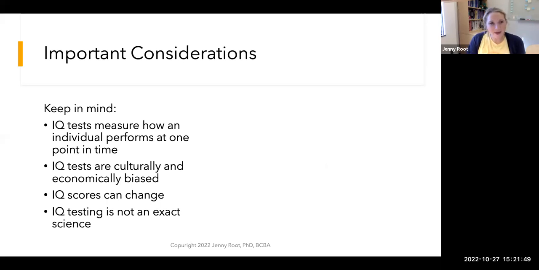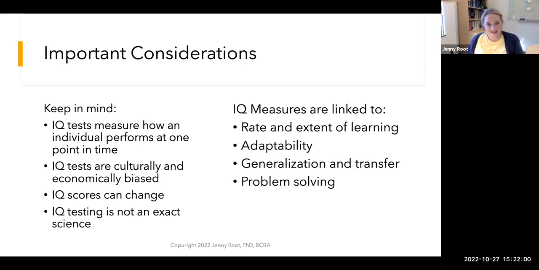Again, I want to keep in mind that IQ tests measure how an individual performs at one point in time. They are culturally and economically biased. Scores can change, and the testing is not an exact science. What it does tell us are things like the rate or the extent of learning. Not that an individual is not going to be able to learn, but at what pace and what depth. It also tells us their adaptability to situations, ability to generalize and transfer knowledge, and problem solving skills.